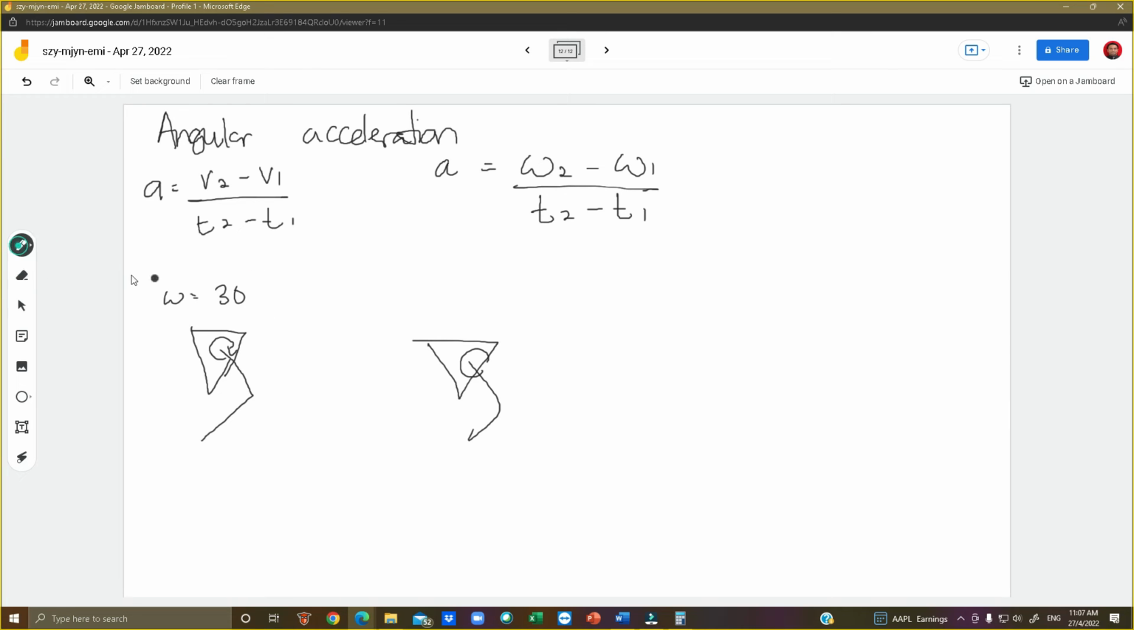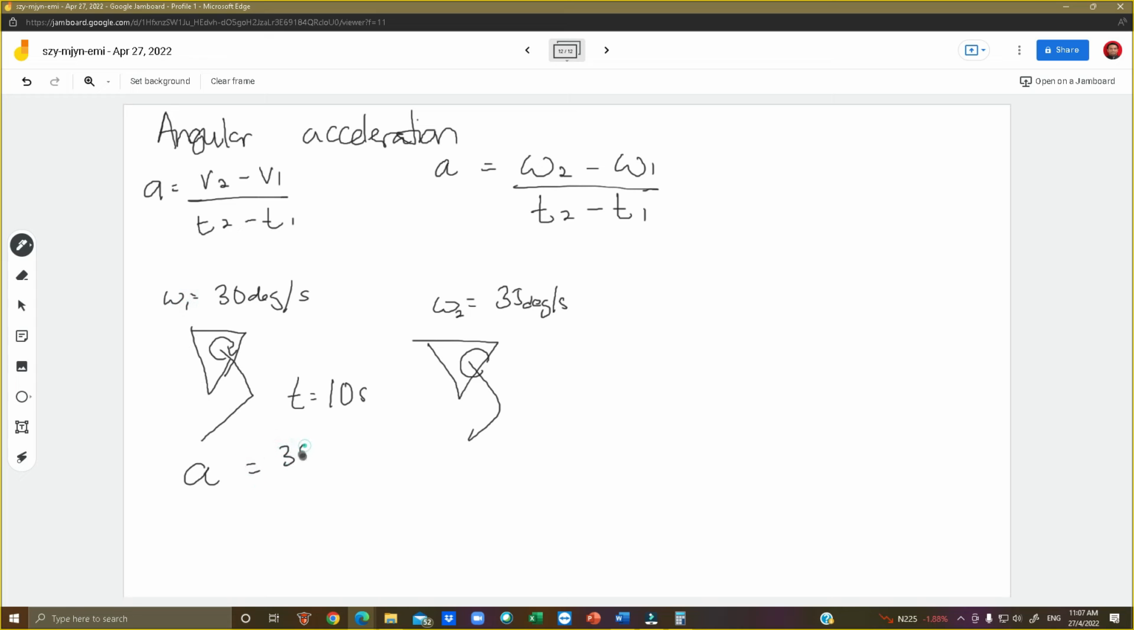30 degree per second. Yang ni omega. And then after 5 minutes, we noted that the new angular velocity of the hip becomes 35 degree per second. Okay, and this change occurs in 10 seconds. So can you calculate dia punya alpha? Sama lah. This will serve as omega 2. This will serve as omega 1.